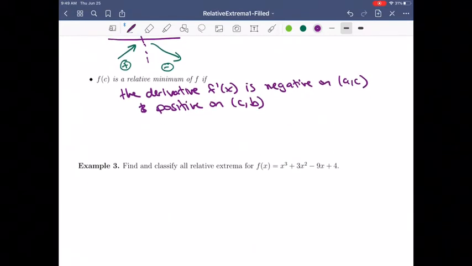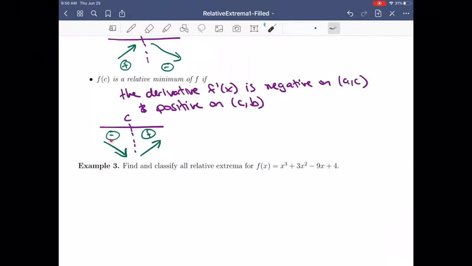In your table, again, c is the only critical number. On the left of c, it's negative, so it's decreasing. And on the right, it's positive, so it's increasing. And then you can see that you get a valley, right? So at c has to be the smallest point of that valley. So that's the idea behind the first derivative test.